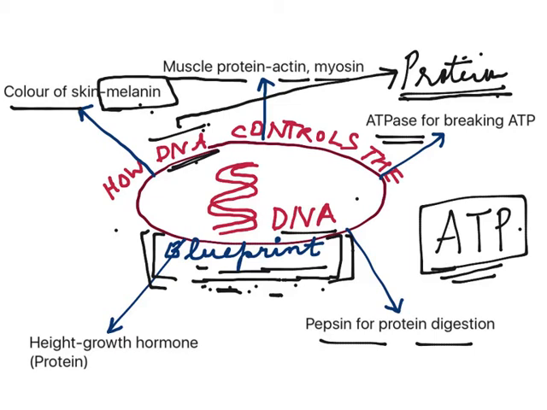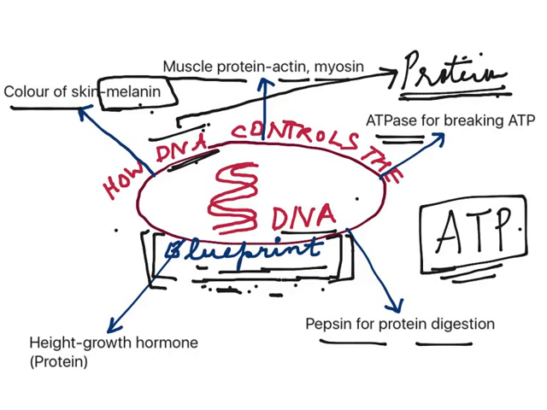Our height. You all have heard about the story of Snow White and the seven dwarfs. Now, why were the dwarfs small? This was essentially because of a defect in the pituitary gland, which releases the growth hormone. Interestingly, the growth hormone is actually a protein which is coded by the DNA. So how tall I am or how short I am, this depends upon the growth hormone which is coded by the gene.